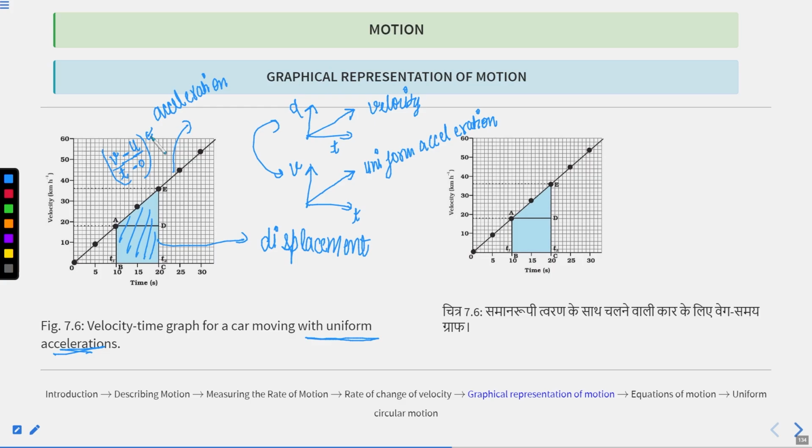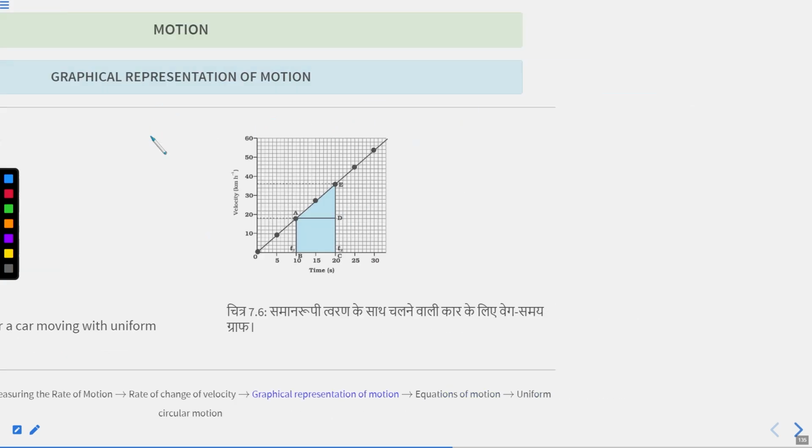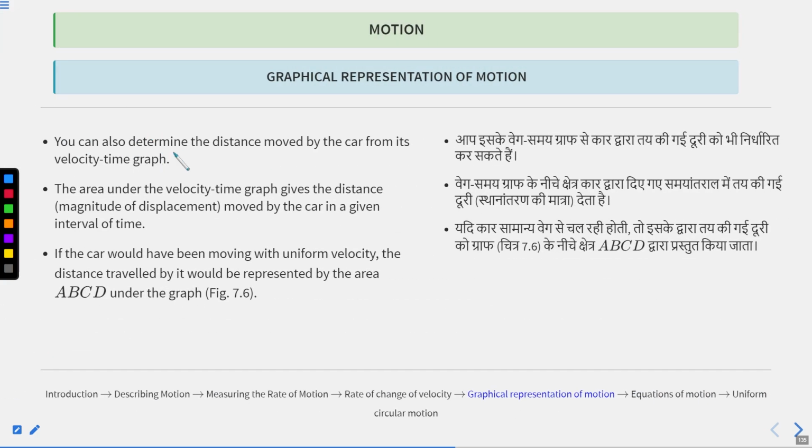You will see in the next topic, equations of motion, that we will derive all the equations of motion using the velocity time curve. You can also determine the distance moved by the car from the velocity time curve, by finding the area under the curve. The area of the velocity time graph in uniform acceleration will give you distance.